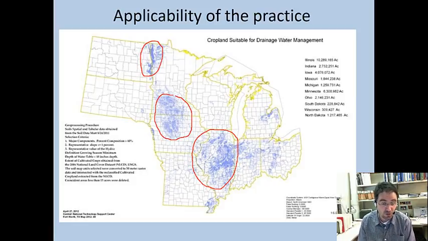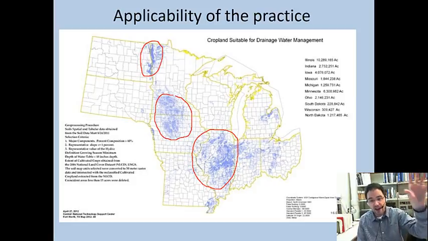So, Illinois, again, estimated applicability on greater than 10 million acres. Indiana, about 2.7 to 2.8 million acres. Iowa, about 4 million acres. Missouri, about 1.8 million acres. Michigan, about 1.2 to 1.3 million acres. Minnesota would be second only to Illinois, because it's estimated at about 6.3 million acres. And when you consider the south central Minnesota area and the Red River Valley of the North, we get that 6.3 million acres. Ohio, just a bit over 2 million.